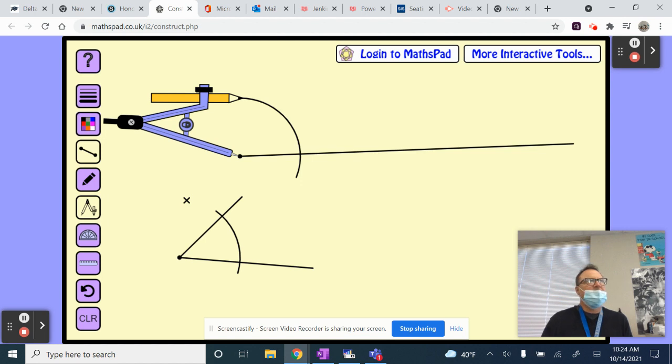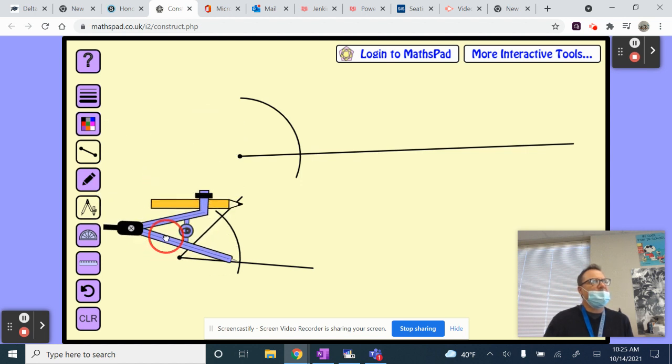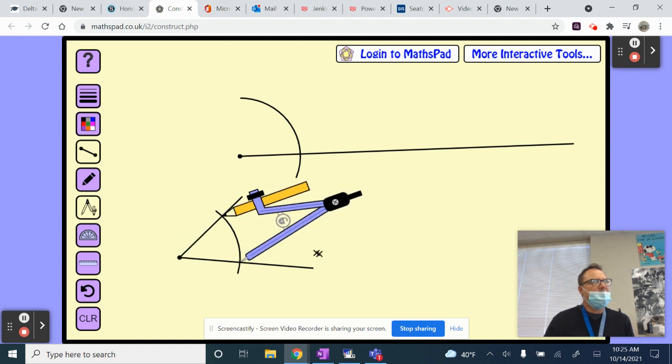Okay, now, the next thing I'm going to do is take that compass and put my needle on one of the places that crossed the angle here. See that? I'm going to unlock my compass, and then adjust it so the pencil hits right where it hit, right there. See what I just did there? So I take my compass, and now I'm just measuring the opening of that arc right there. And then I'm going to lock it.